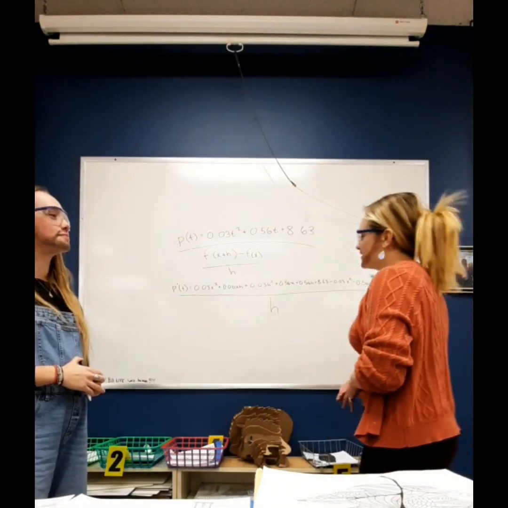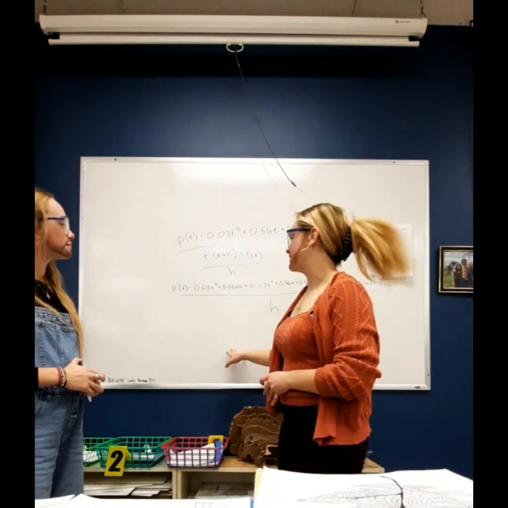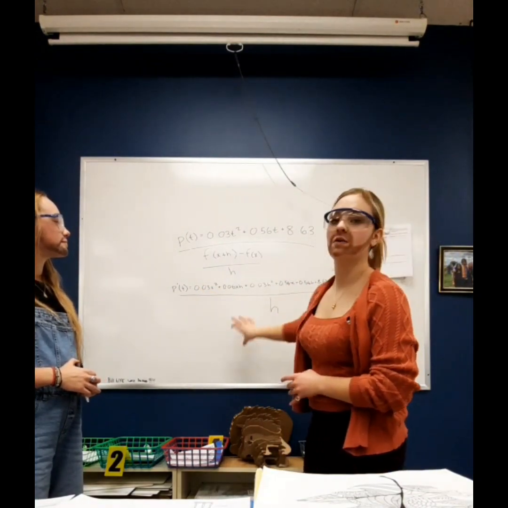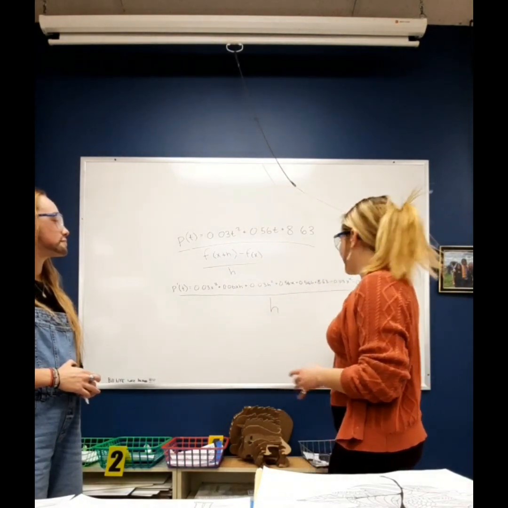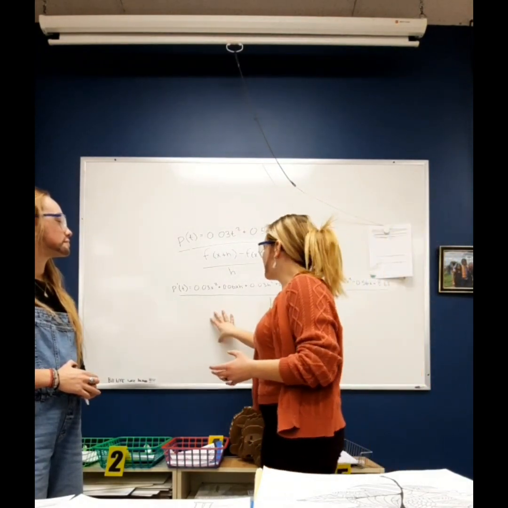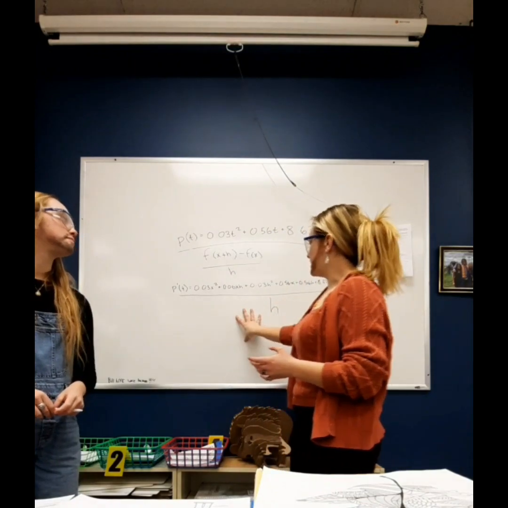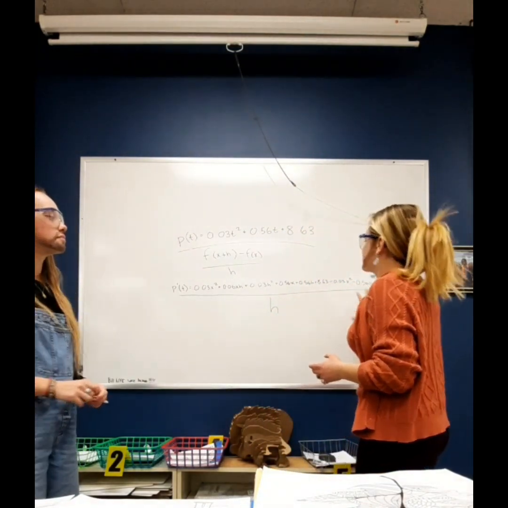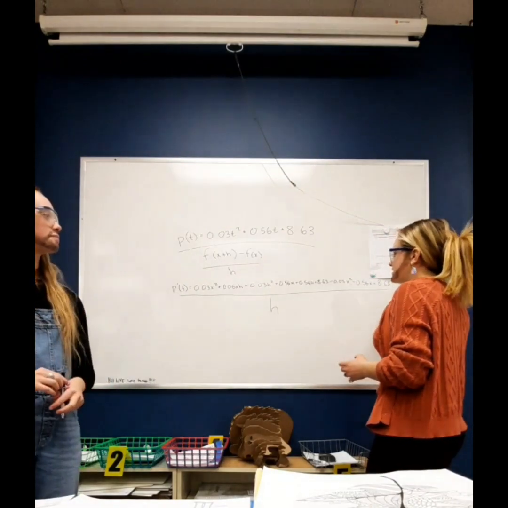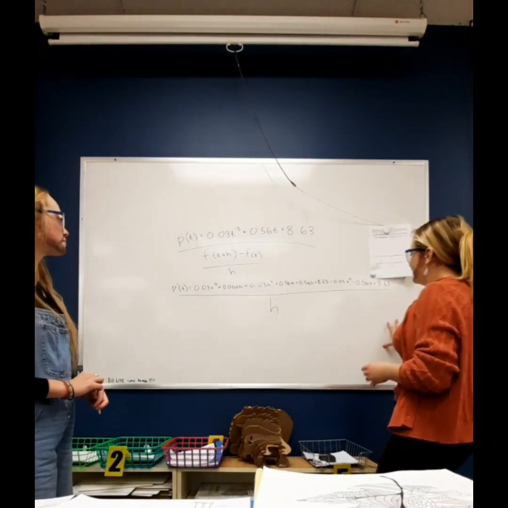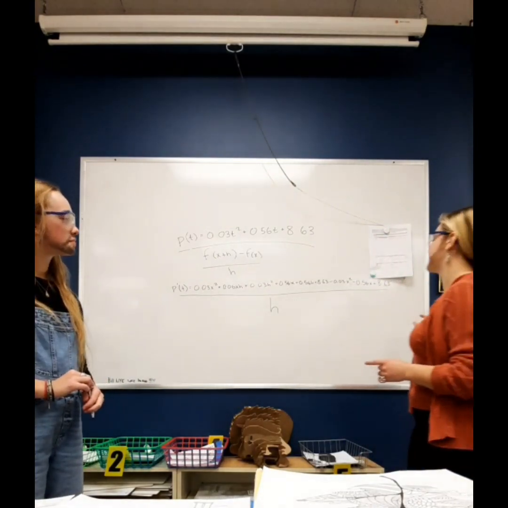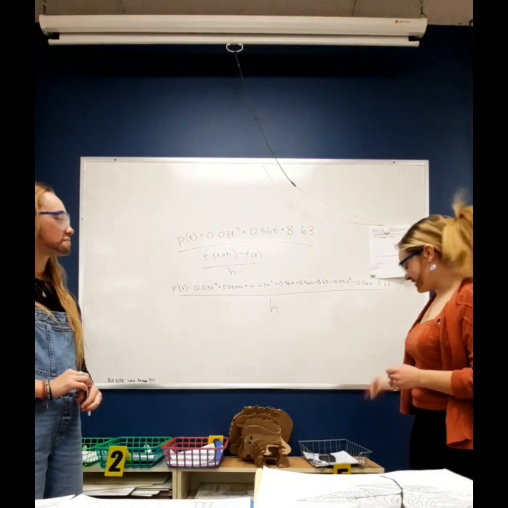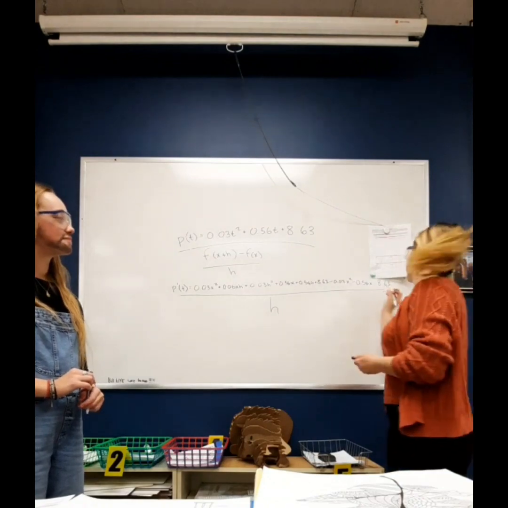Okay, what we've done here is we've simplified the rest of this by distributing the 0.03 and the 0.56 into what we had in parentheses. So now our very long equation is 0.03 x squared plus 0.06 xh plus 0.03 h squared plus 0.56 x plus 0.56 h plus 8.63 minus 0.03 x squared minus 0.56 x and minus 8.63 all over h.